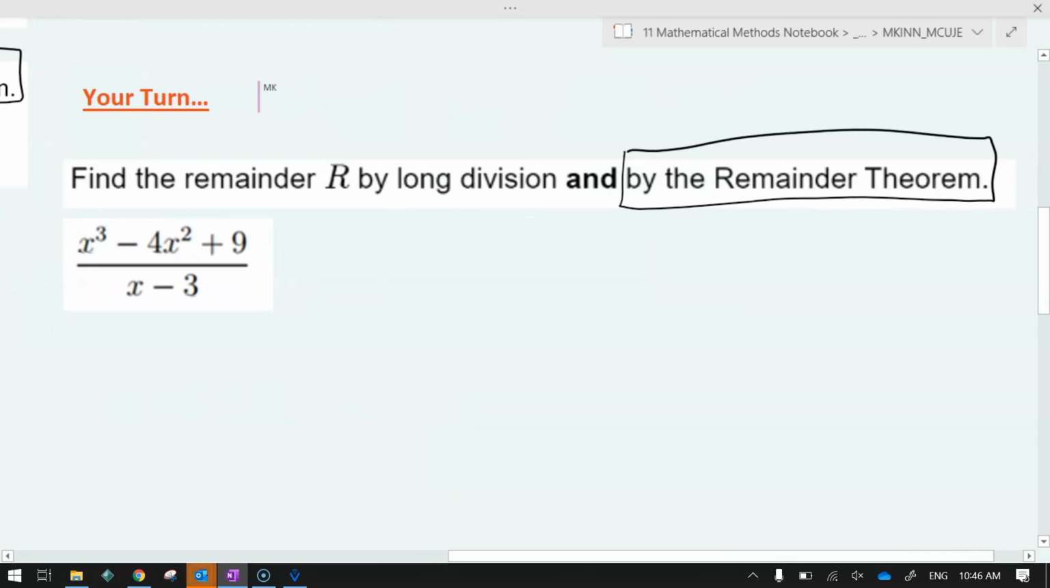There's one for you to try there. Again, this division would be a little bit more complicated because you have to add in that extra term, wouldn't you? The plus 0x that's missing. In this case, we don't need to do anything. If I want to find the remainder when I'm dividing by x minus 3, what number do I substitute in? 3.